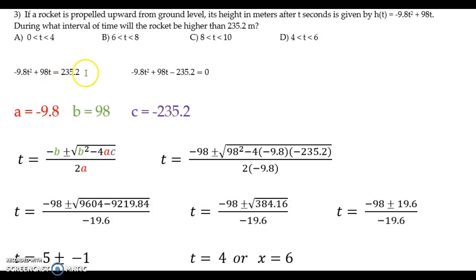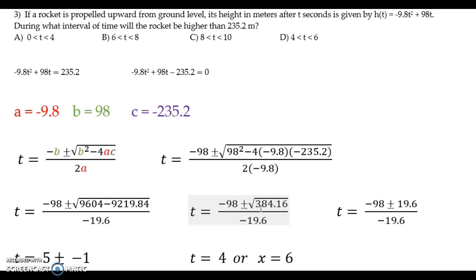And so I'm going to subtract 235.2 from both sides, and now I'm going to use the quadratic formula to solve this equation here. Our A value is negative 9.8, and then our B value and our C value. Plug all those into the formula. Pay very close attention to your negative signs, and let's reduce here. So we square that value, and here we're going to end up with a negative 9,219.84. And our bottom is negative as well. And reduce, do the subtraction.